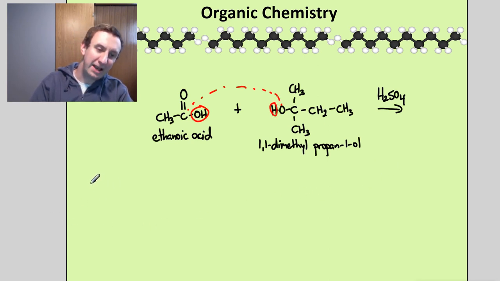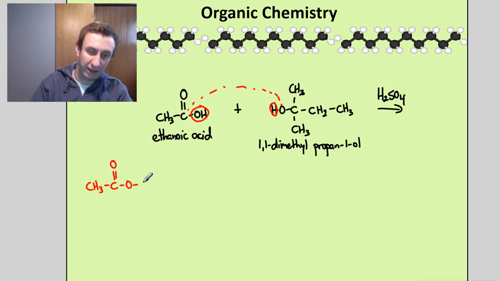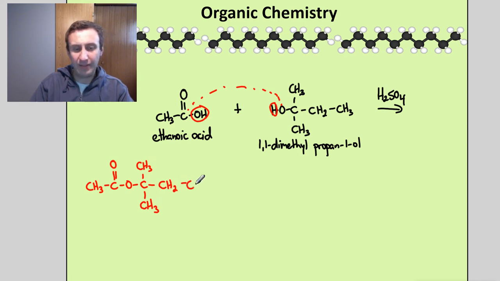So what I'm going to end up with, and I'll start by drawing my carboxylic acid portion, so CH3 to the C, double bond O, and then I have this O, which is connected to a carbon, to a CH3, to a CH3, to a CH2, and then to a CH3. So this is the structure that I'm getting, and then of course water.